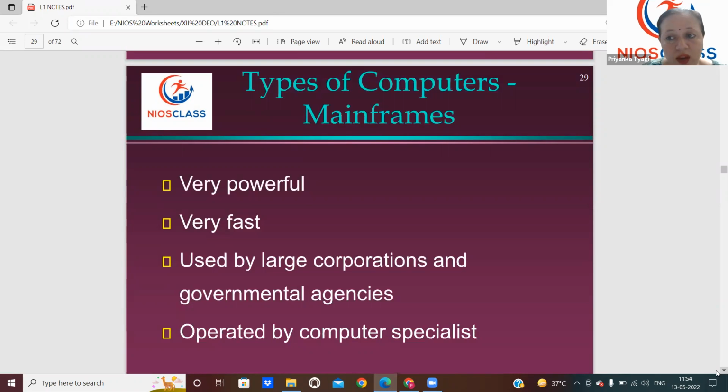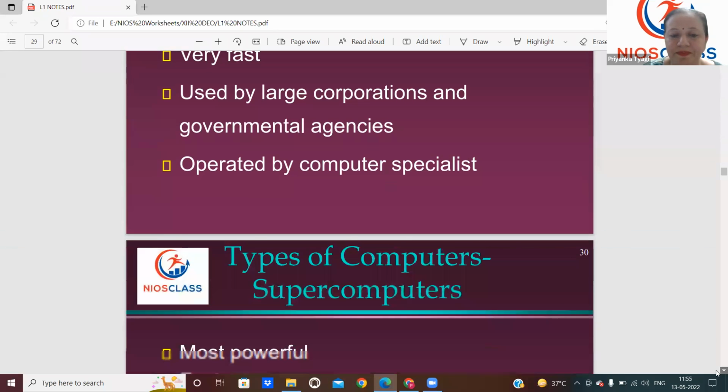Now, the next type of computer is mainframe. They are very powerful as compared to the previous two types, microcomputer and mini computer. They are much faster speed wise, and large corporations, MNCs and government agencies are using those mainframes, right? And they are operated by computer specialists.